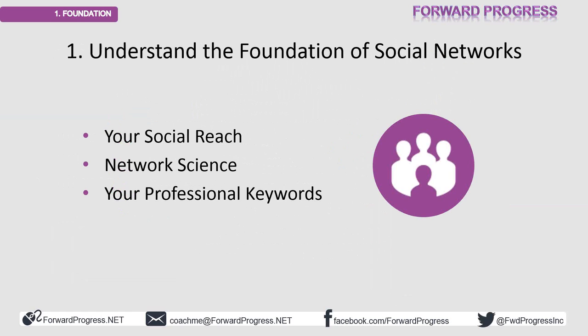So let's dig in. So first, with understanding the foundation, right? There's 3 critical elements. 1 is your social reach. 2 is what we call network science, and 3 is your professional keywords. Now, these are the things that affect you in terms of how you are seen and who you're seen by in your social network.